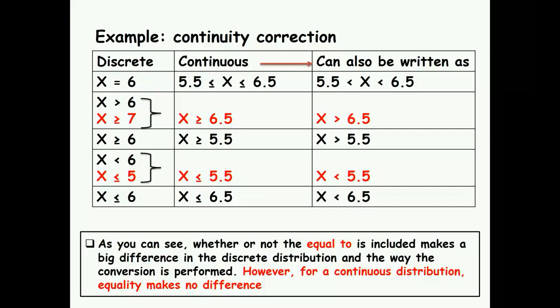Greater than 6 means the same thing as greater or equal to 7, isn't it? If I say greater than 6, it is greater than or equal to 7, so the continuity correction is 6.5. If I say greater or equal to 6, the correction is 5.5. If I say less than 6, which means less than or equal to 5, the correction would be 5.5. If it is less or equal to 6, it means 6.5.